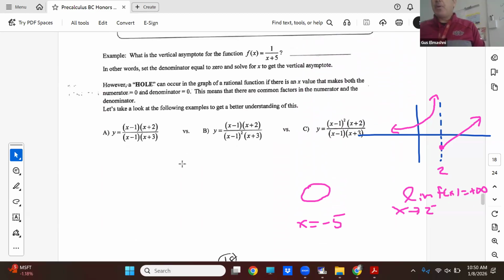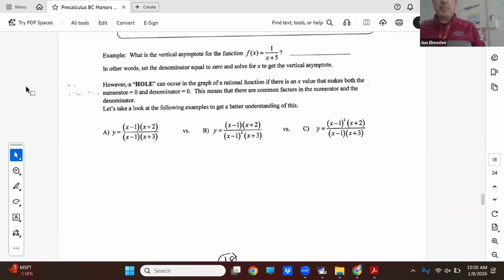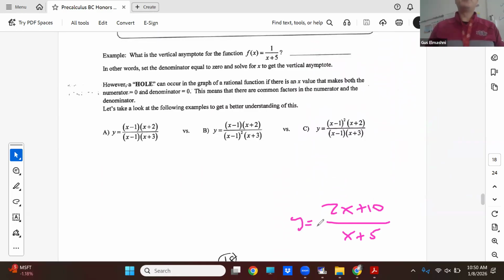Okay, now you could have something called a hole as well. For example, you don't have to write this down right now, but what if I had 2x plus 10 over x plus 5? Say I asked you to graph that. How do you think that graph looks? If I were to plug this into Desmos, what would Desmos show you? Yeah, go Lucas. Yeah, it'd show you y equals 2. But not the whole line, but part of the line.